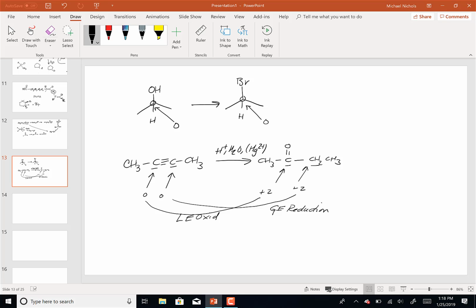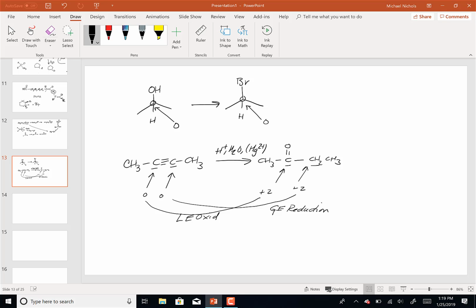Now, a triple bond is more stable than a double bond. And so H plus H2O addition really needs something to give it a little bit of a kick, and that's what the mercury does. Whether you include the mercury in the H plus H2O addition, I wouldn't take off points either way. But the reaction would go a lot faster with mercury in it, because the mercury is going to activate the triple bond. It's going to act as a catalyst.